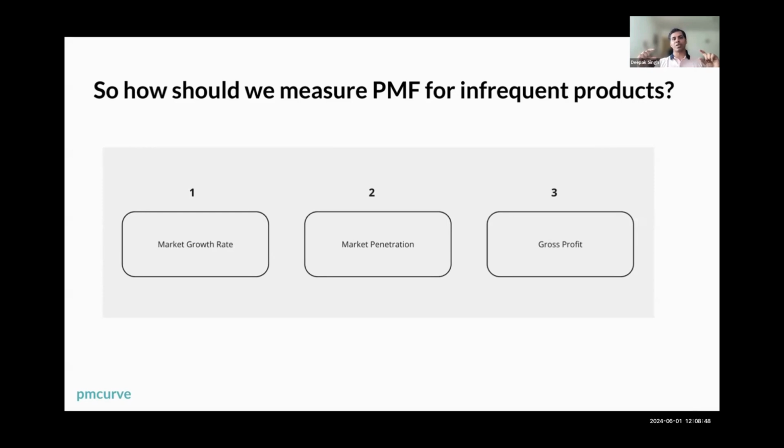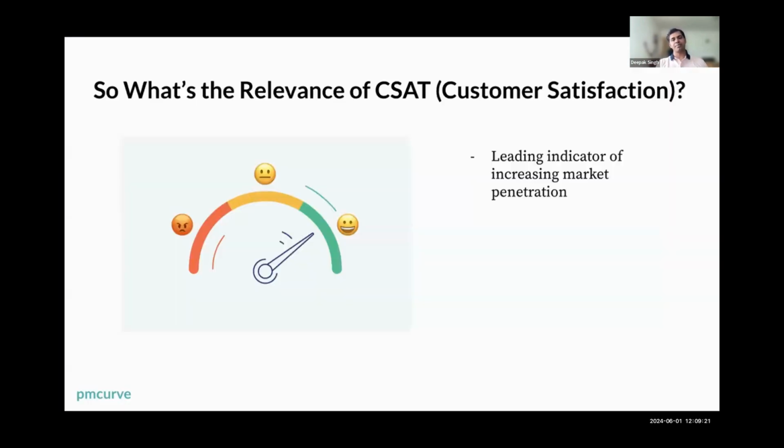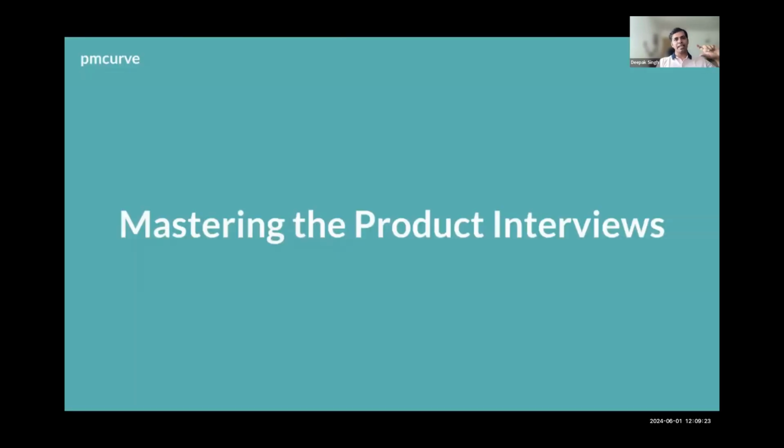So PMF for infrequent products has to be a lot more nuanced as compared to frequent products, right? And you have to do more work there, but the reward is also high because usually gross profit is given in infrequent products. You have a high ticket size, you have a very, very clear business model and all that. So you don't have to worry. Like in education, you get money upfront. In real estate, you get money upfront and all that. So you don't have to worry about gross profit, provided you are growing the right way, right? So that's basically the gist of frequent and infrequent products for you.